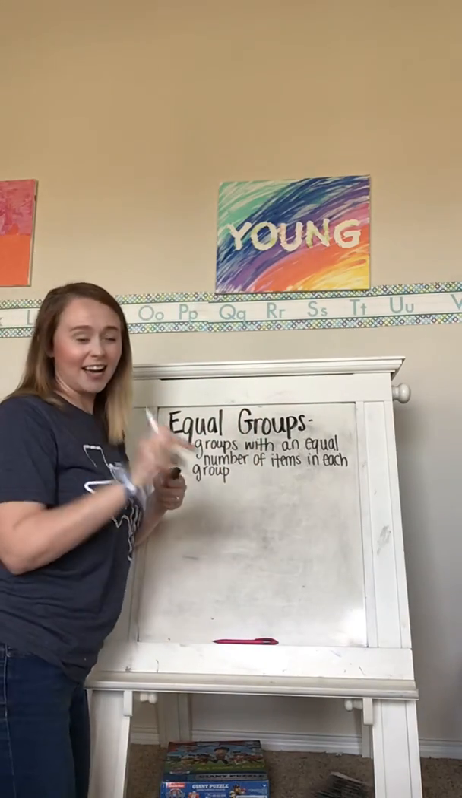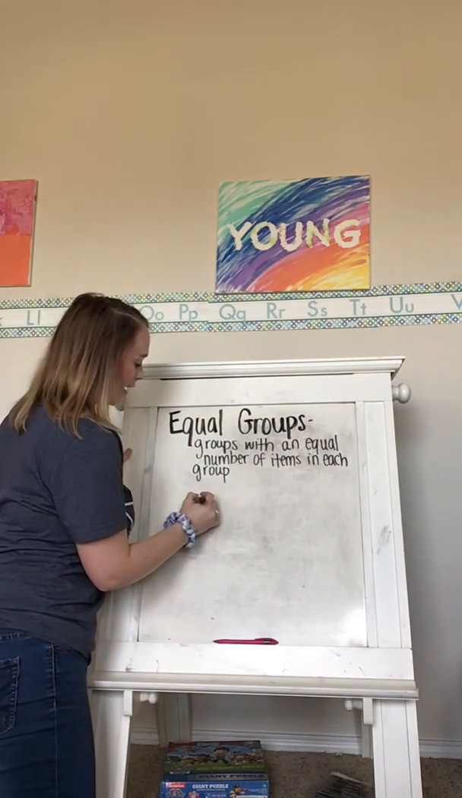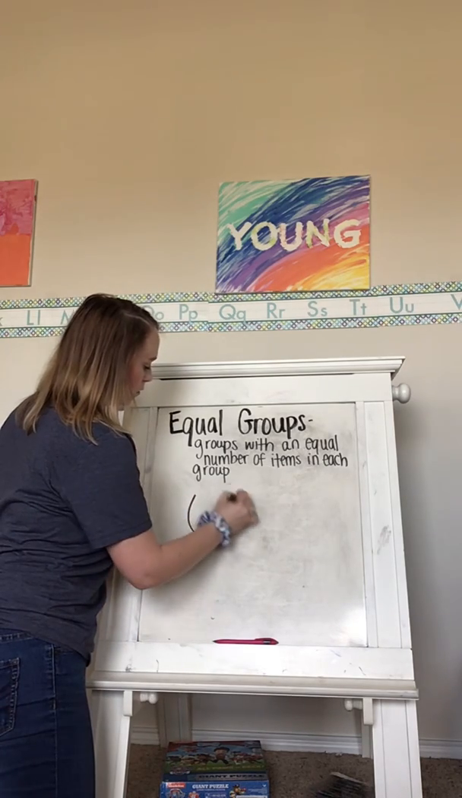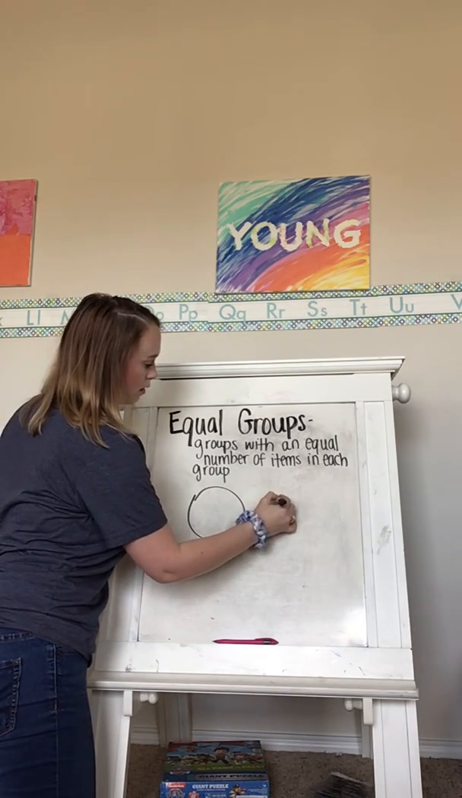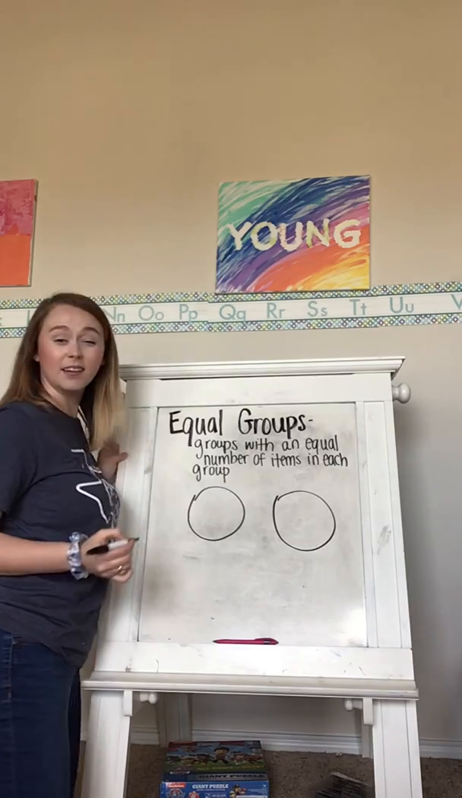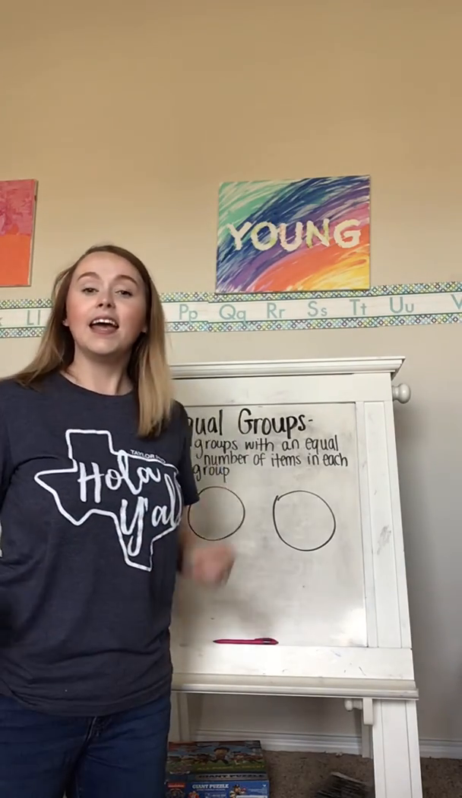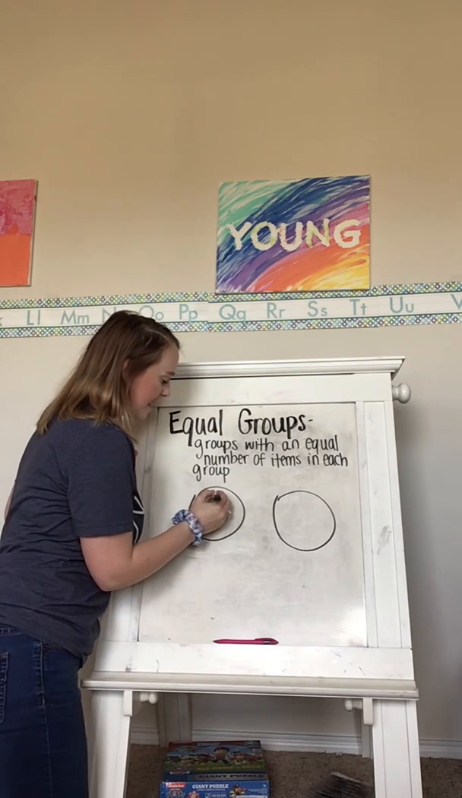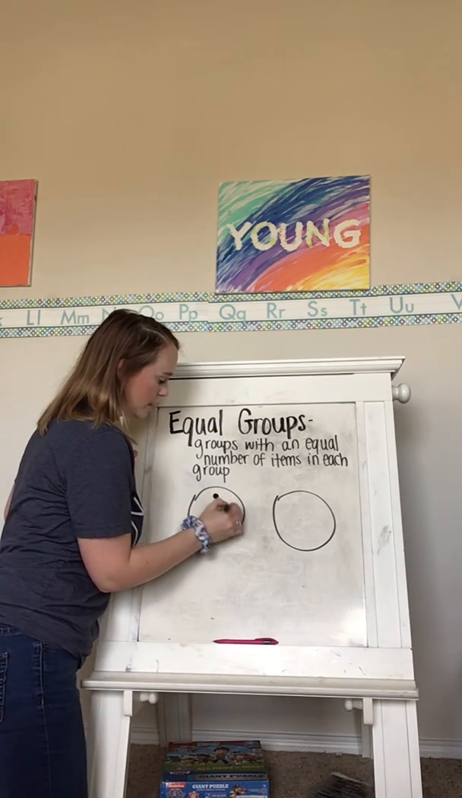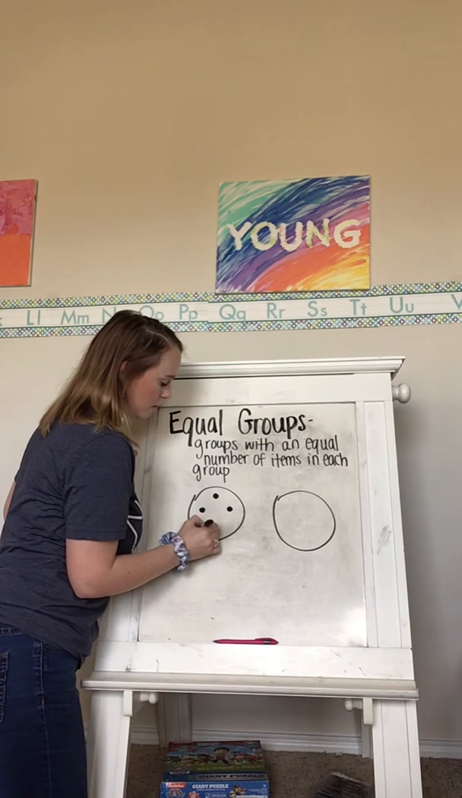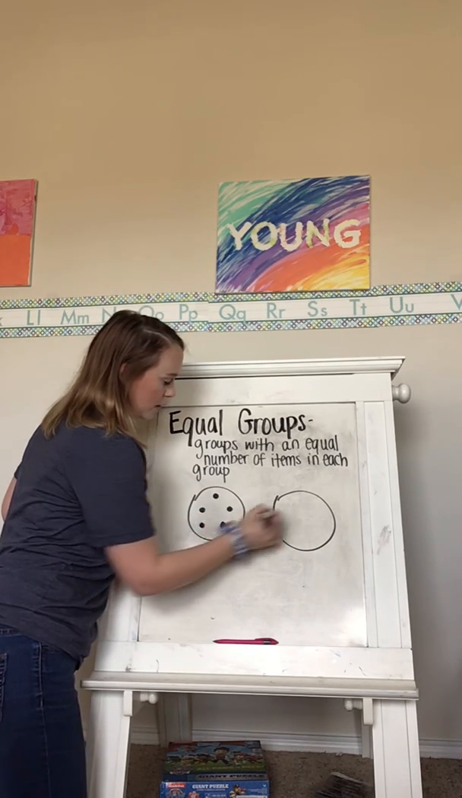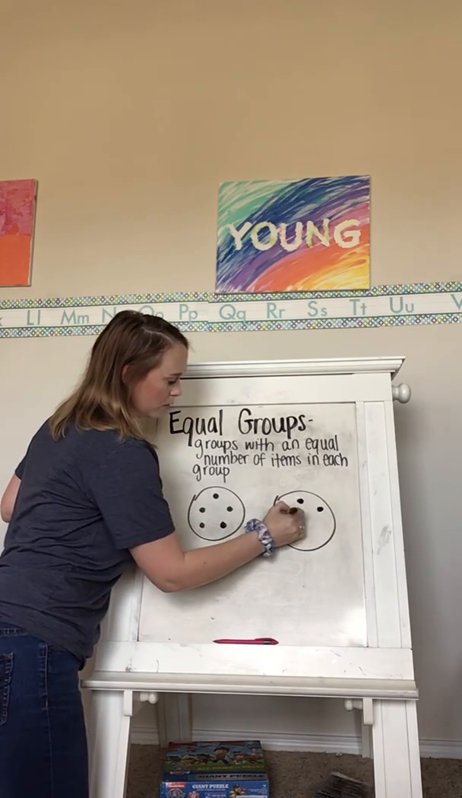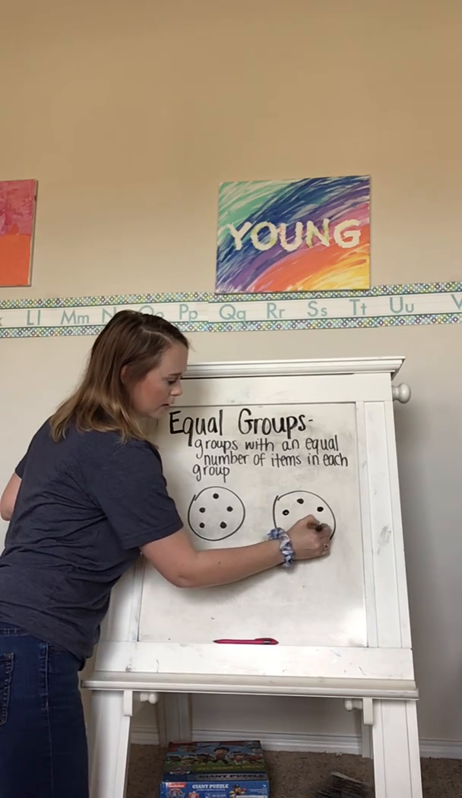Okay, let's look at another example, guys. This time I am going to have 2 groups. I'm going to start with 2 groups again, okay? And then I'm going to do, let's say, 5 dots in each one. So 1, 2, 3, 4, 5. 1, 2, 3, 4, 5.